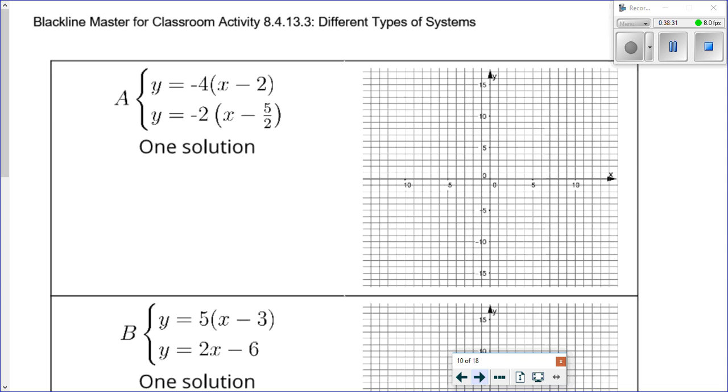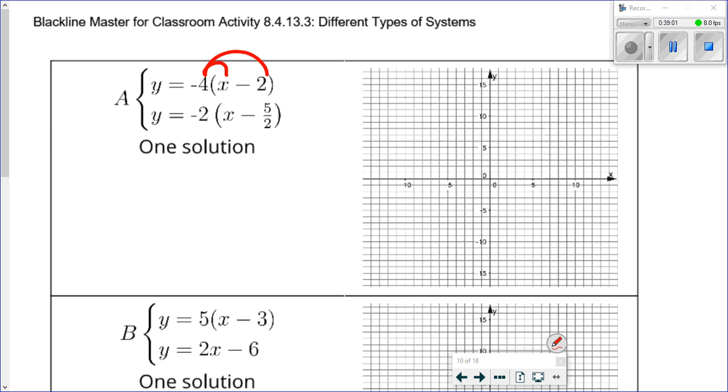Okay, so when we graph system A, it's telling us that it should have a solution. So if we were to graph this, we probably want to put them both into slope-intercept form first to make our lives a little bit easier. So I'm going to go ahead and do that, or let's do that together if you haven't done so already.